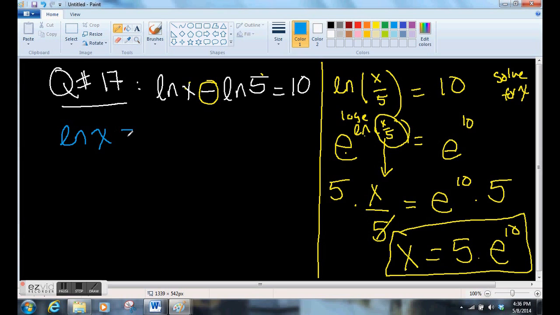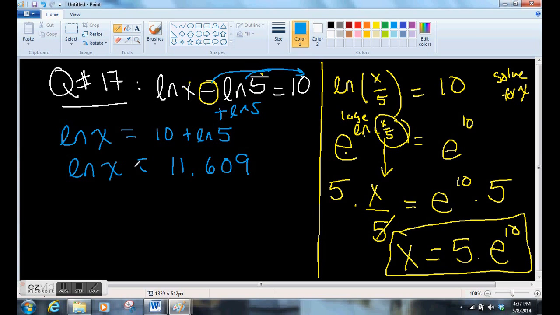You can do it this way. You can say, well, natural log x equals, natural log of 5 is just a number. So if you want, you could just add natural log of 5 over here. It would be 10 plus natural log of 5, which you can do on your calculator, and that equals something like 11.609. So if you got this far and you think, oh great, now I'm stuck, you're not stuck, my friend. You can get out. All you do is raise to the e.